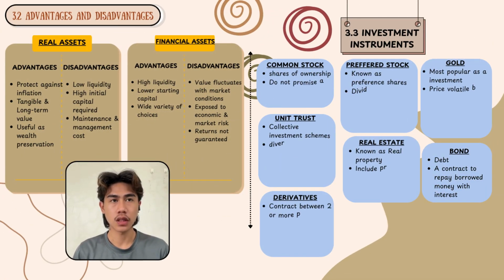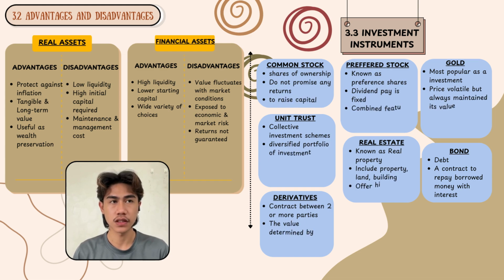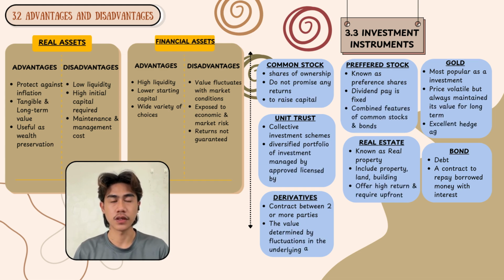Today I would like to conclude our presentations with advantage and disadvantage of real assets and financial assets, followed by investment instruments. First, real assets such as property and land can protect against inflation. They are tangible and usually provide long-term value, making them useful for wealth preservation. However, real assets have low liquidity, require high initial capital, and also involve maintenance and management costs.